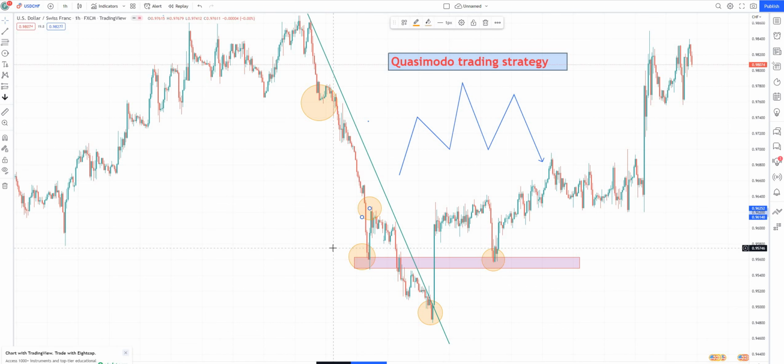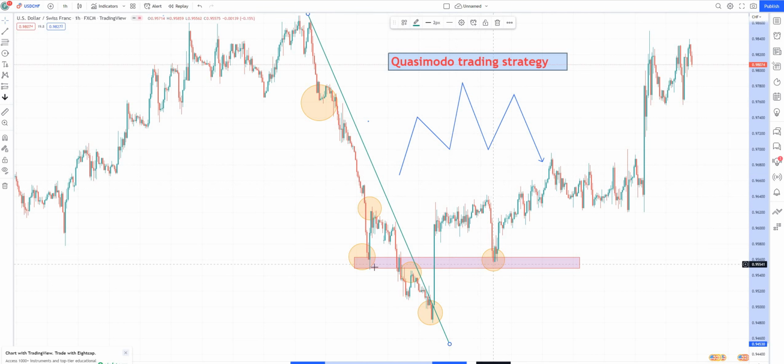So the first criterion to trade a Quasimodo pattern is that price needs to break these highs. So we broke this high, right? See this one. This candle broke this high. This candle broke this high. So we met the first criterion, which is breaking these highs. And then price will come back to this left shoulder. That meets your second criterion.